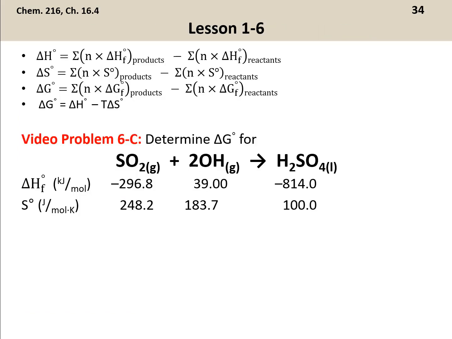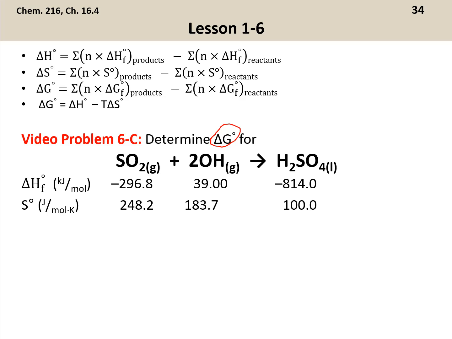Okay, so there's one last video problem I want you to do, or I think you should do. Video problem 6C kind of goes through and brings together delta H and delta S and also delta G. Okay? So let's say we have this reaction, SO2 plus 2OH going to H2SO4. Right? And we want to know delta G for it. Okay? We're given delta H of formation and standard entropies. And we want to get delta G.